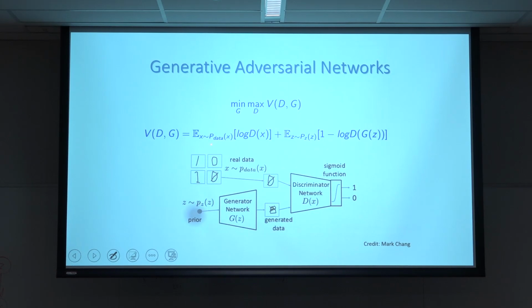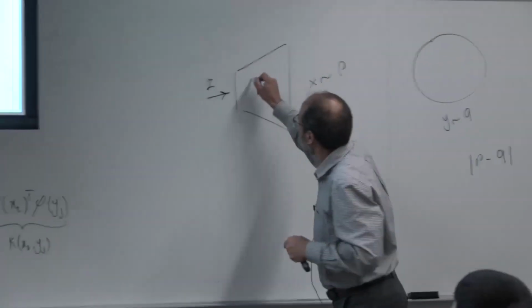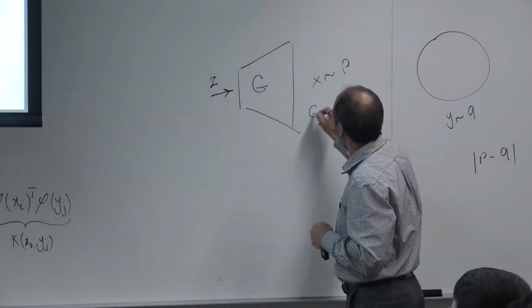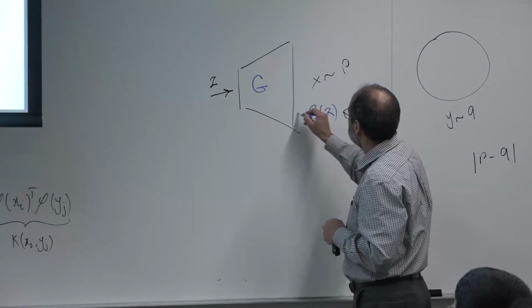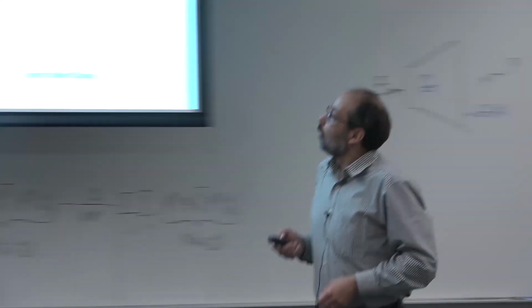P of data is the real data, say, for example, MNIST, when I sample from MNIST. And P of Z is basically this Z. Okay? This is G. And this X would be G of Z, the output of the network.